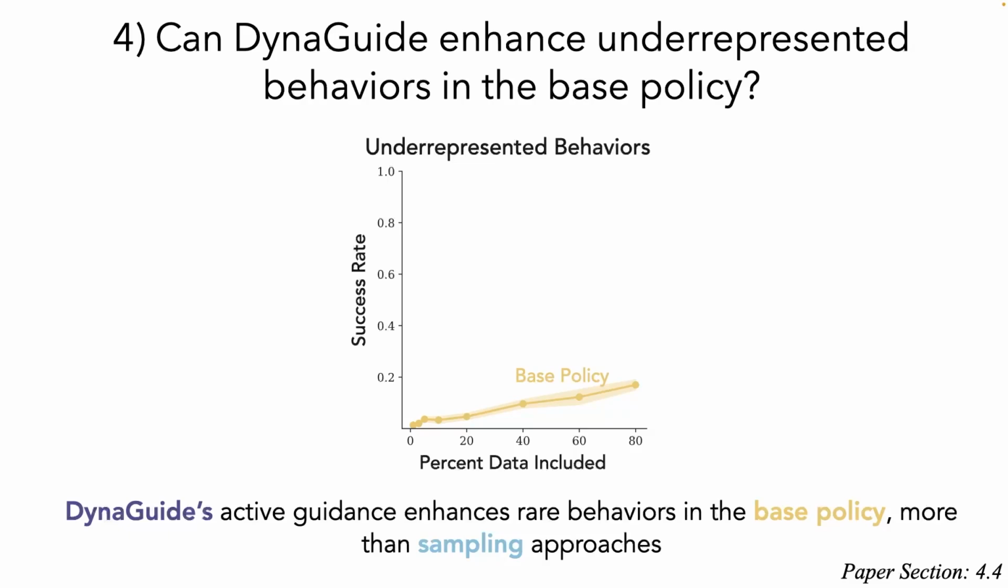In this experiment, we changed the base policy's exposure to one behavior in the training set. As the data decreases in representation, the base policy offers less of that behavior. Sampling approaches boost this behavior, but they are still affected by this underrepresentation. However, DynaGuide's active guidance maintains nearly 40% success rate, even at 1% data representation.